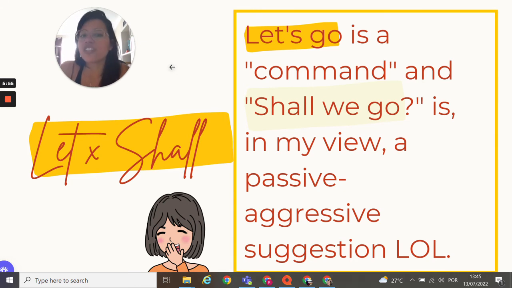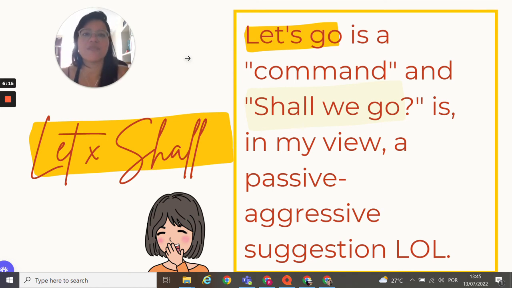if you were making a suggestion, then you say, "shall we go?" Okay, which is the second explanation here. So it's like, shall we go? So "shall we go" is more polite, is when you really want to go, but you see that people are not moving their asses. So you just have to say, oh yeah, shall we go?